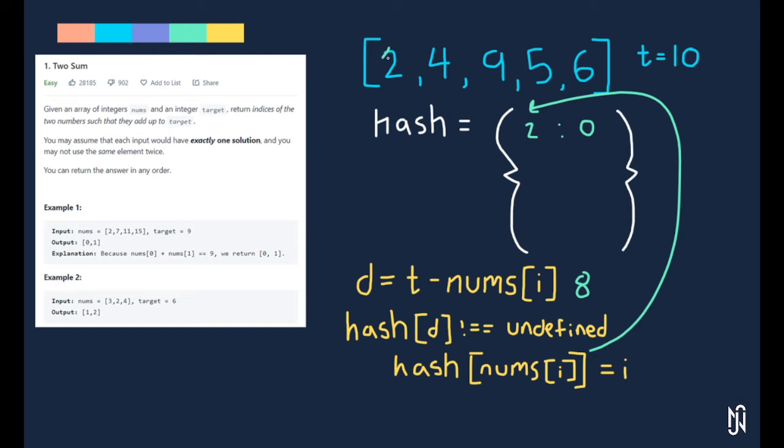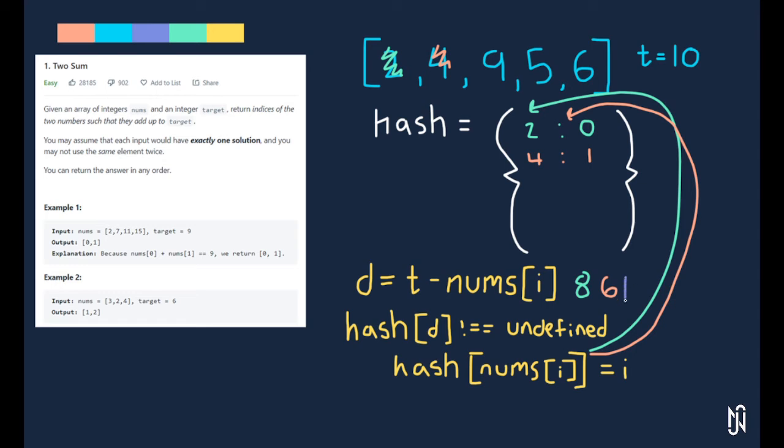So now 2 is done. So we're going to loop through again. We're going to get our difference of 4 minus 10, which is 6. We're going to see if hash has a value of 6, which it does not. So we're going to add to the hash nums I, which is 4, and pair it with its indice of 1. 4 is done. We're going to loop for 9 now.